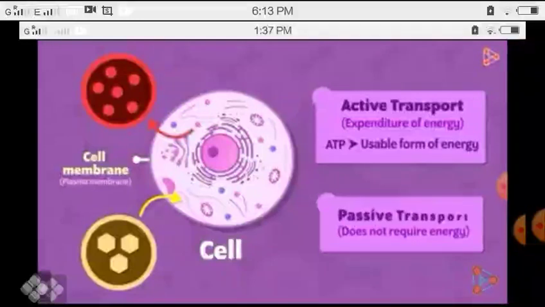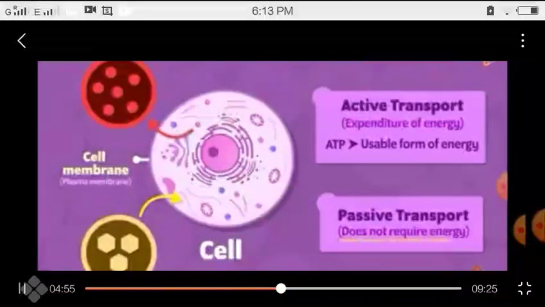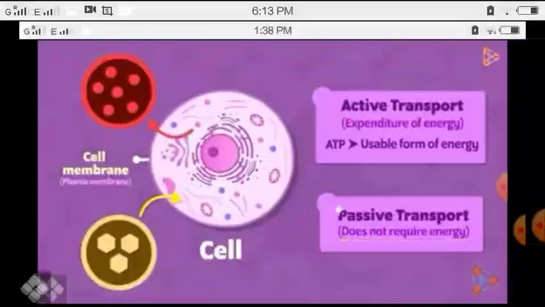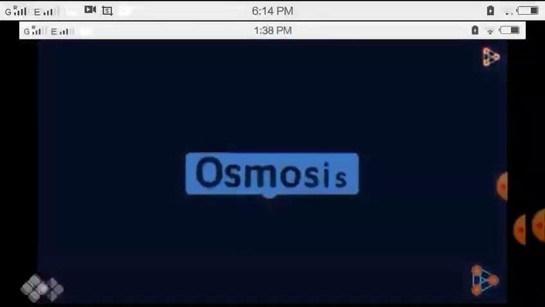Hence, it's a type of passive transport. So, movement of molecules without spending energy, as in case of diffusion, is passive transport. Similarly, movement of molecules across the membrane with the expense of energy is active transport. Now let's get to know one more interesting concept named osmosis.